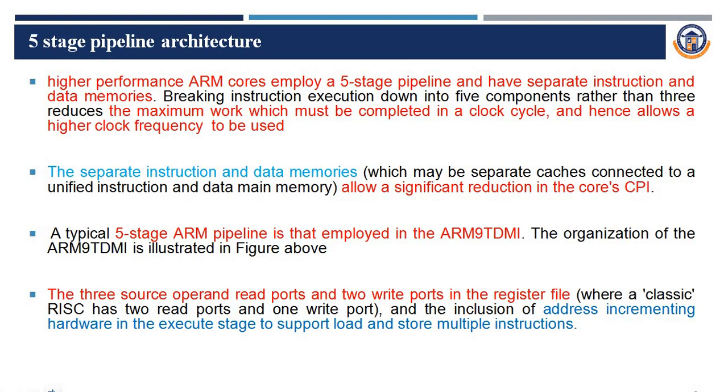What is 5-stage pipelining architecture? We divide the entire instruction execution into 5 components rather than the 3 components used in 3-stage pipelining architecture. It improves the performance by having separate instruction and data memories, allowing significant reduction in the core CPI. It is employed in ARM9 TDMI, where we have 3 source operand read ports and 2 write ports in the register file, included with address incrementing hardware in the execute stage to support load and store multiple operations.